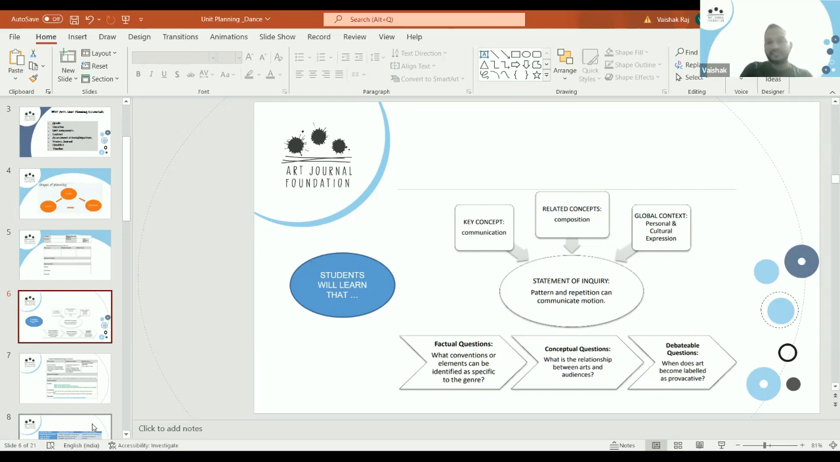Once you have selected all the three, you can just write done in the chat box so that I can check first. So we can have so much discussion on this. Are we selecting global concept as well? Yes. Select all the three. Now, based on your title, say exploring dance in the hip hop world, think which key concept do you want to address? Which related concept you want to address? Which global context you want to address?